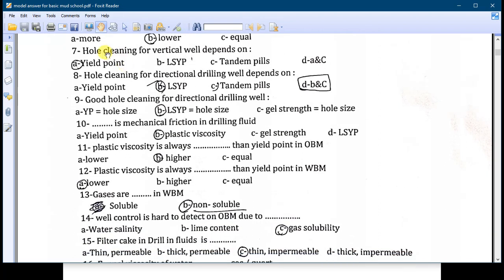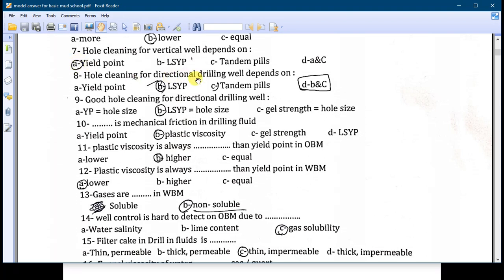Number seven: hole cleaning for a vertical well depends on... As I told you, in hole cleaning we have two categories, the vertical well and the directional or horizontal wells. The vertical well depends mainly on the high viscosity or the yield point, so it depends mainly on the rheology.